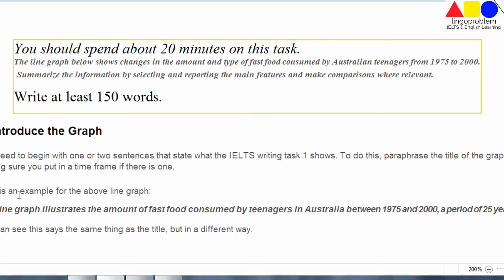Here we can see that we can just paraphrase it, and we can come up with this idea here that the line graph illustrates the amount of fast food consumed by teenagers in Australia between 1975 and 2000, a period of 25 years. Now this is more than enough. Okay, so what we are doing here exactly is that with a little bit of paraphrasing, we come up with these words.